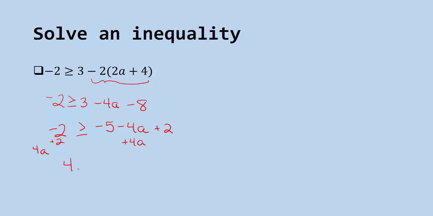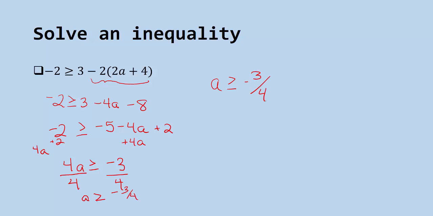So this gives me 4a is greater than or equal to, and I have negative 5 plus 2, so that becomes negative 3. Now my last step is to divide by 4. Now since this is not a negative 4, I don't need to reverse the symbol, and I have a is greater than or equal to negative 3/4. So now we have our answer.